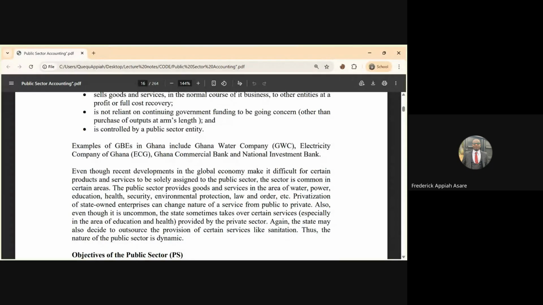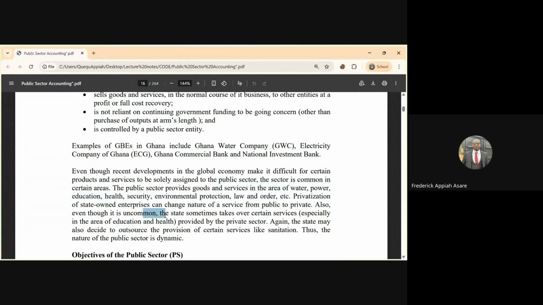Even though recent developments in the global economy make it difficult for certain products and services to be solely assigned to the public sector, the sector is common in certain areas. The public sector provides goods and services in the area of water, power, education, health, security, environmental protection, law, and others. That is why we can't privatize some things like education, water, power, health, security, environmental protection. All these are government based, and the government has decided to take care of them.